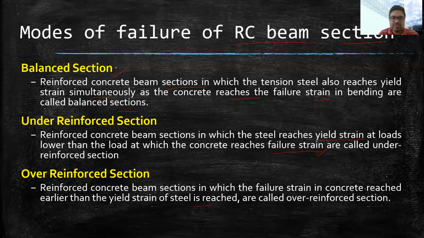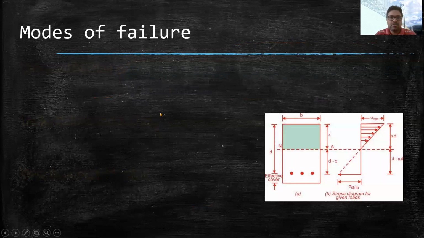So in the balanced section, steel and concrete will reach the failure strain at the same time, while in case of under reinforced section, steel will fail first, and concrete still has some capacity to take the load, while in case of over reinforced section, steel will have the capacity while concrete will fail first. So we will see these sections in more detail in the next slide. So now first we will consider the balanced section.